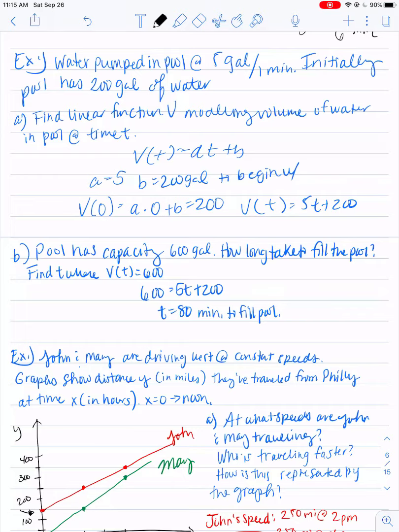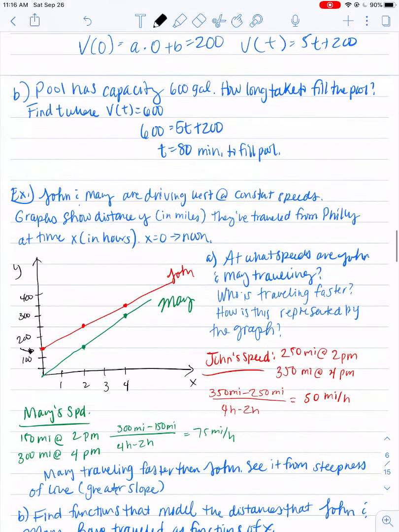We know our a is equal to 5 because our slope, or rate, is 5 gallons a minute. Our b is 200 gallons. So that's the amount of water we had to begin with. And we know that because at t equals 0, V(0) equals a(0) plus b is equal to 200. So our b is equal to 200. So our V(t) is 5t plus 200.